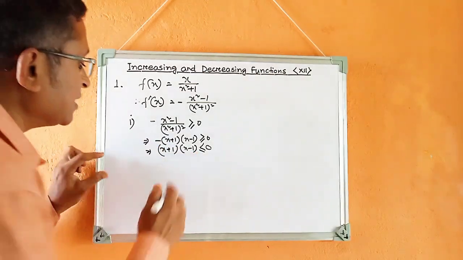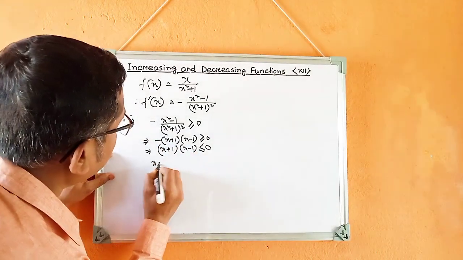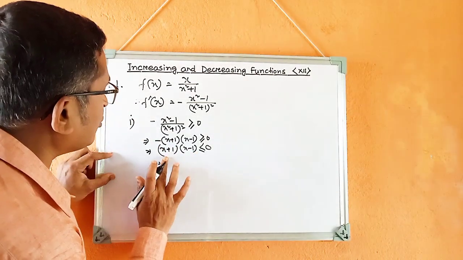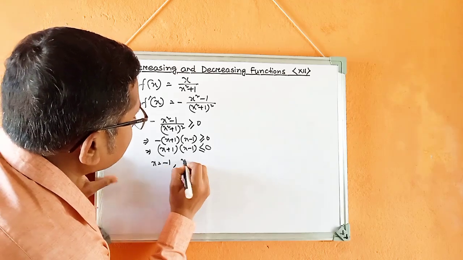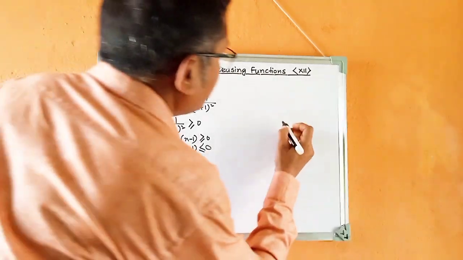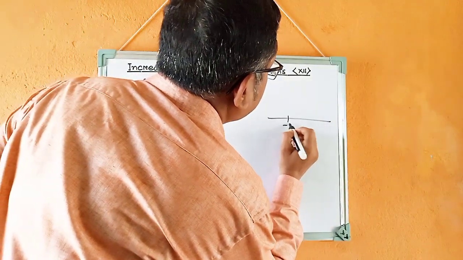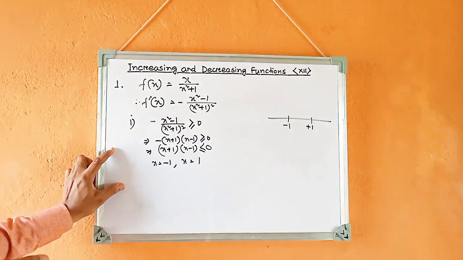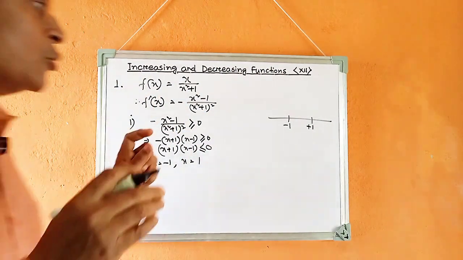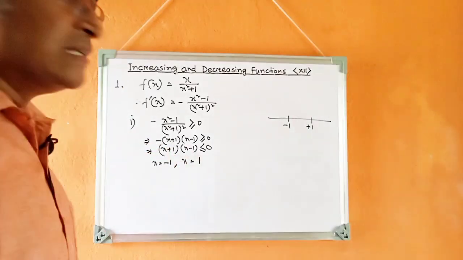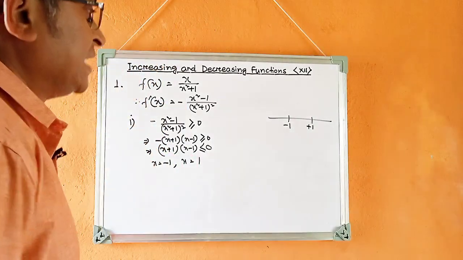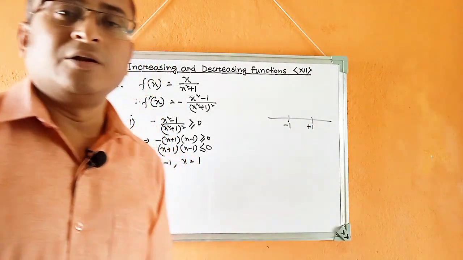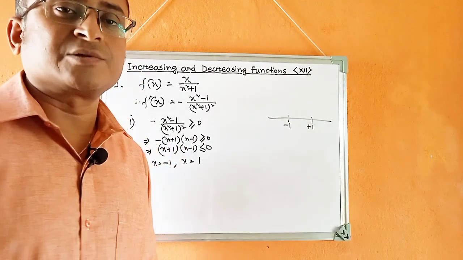So after solving this problem, we get x equal to minus 1, and another point is x equal to 1. Now draw a number line, here is minus 1, here is plus 1. Now check in which range the function is increasing. Check in between minus 1 and plus 1, take any point.